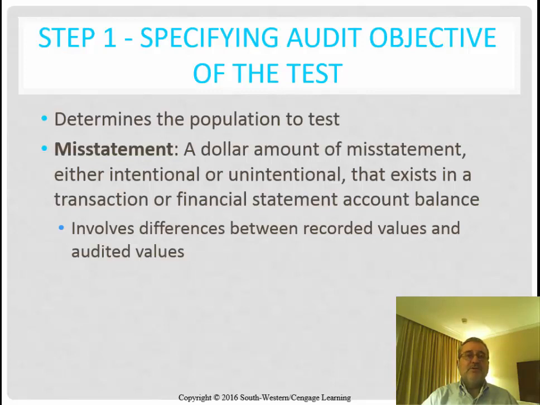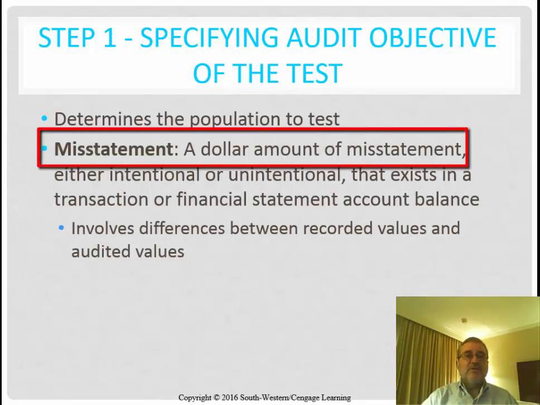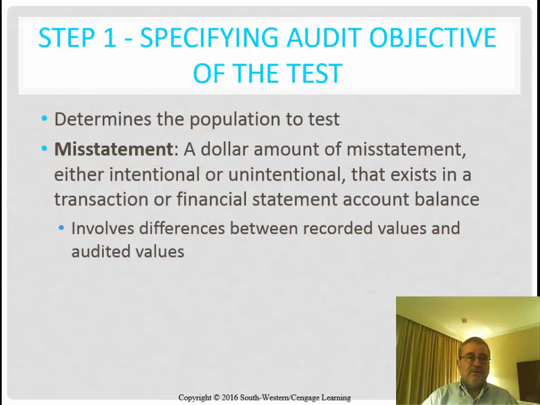So what is it that we're attempting to do? Well, we're attempting to identify a misstatement. A misstatement is a dollar amount misstatement, either intentional or unintentional, that exists in a transaction or a financial statement account balance. So we talked about transactions in our last lecture.